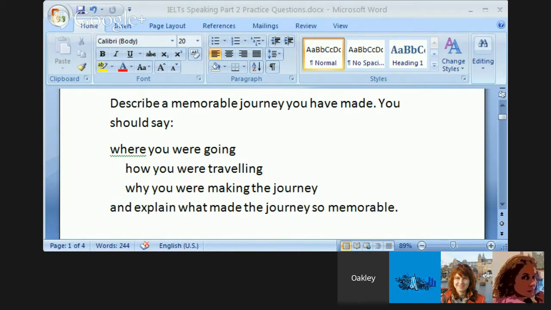Mustafa, you should most certainly note the verb tenses here. You have made. Ooh, present perfect. You were going. Past continuous. You were traveling. Past continuous. You were making. Past continuous. What made? Past simple. There's a reason for that. They're giving you a clue. Use the clues that they give you. They're looking for you to use a variety of past tense possibilities here, quite clearly. So keep that in mind.